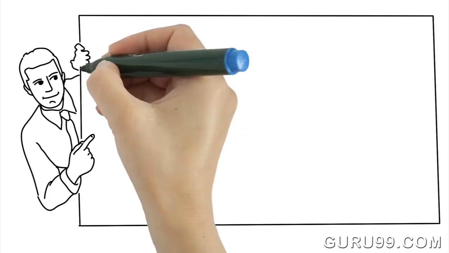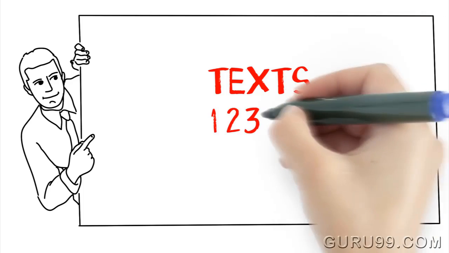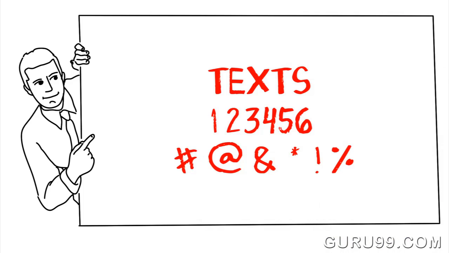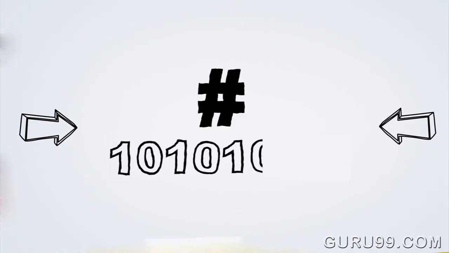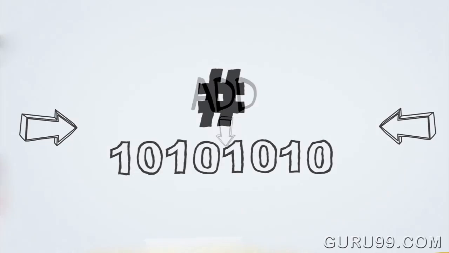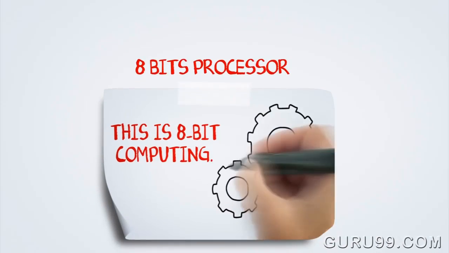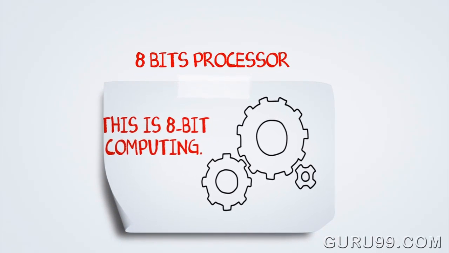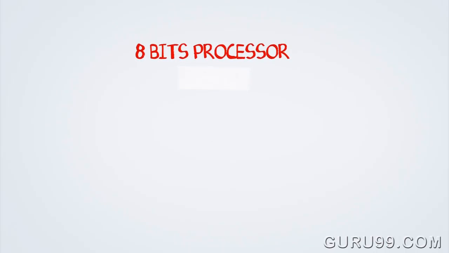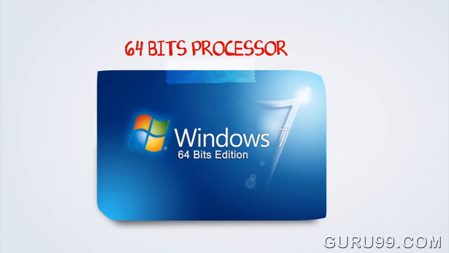8 bits of such signals are grouped together, and text, numerical, and symbols are identified by unique patterns of these 8 electric pulses. For example, the pound symbol is represented by the pattern 10101010. Instruction to add two numbers is represented by pattern 10000011. This is 8-bit computing. Current-day processors are capable of understanding and decoding 64 bits at a time.